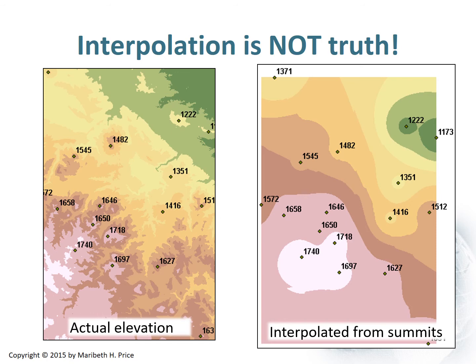In this example, we have elevation of the various peaks in a watershed or this area. If we calculate the surface elevation from just those peaks, it is not like the actual model, and that's the point. Interpolated surfaces are only as good as the input, and if the input is only the high spots, it's not going to adequately reflect what the low spots and everything else looks like. So interpolation is indeed not a truth. It is an estimation.